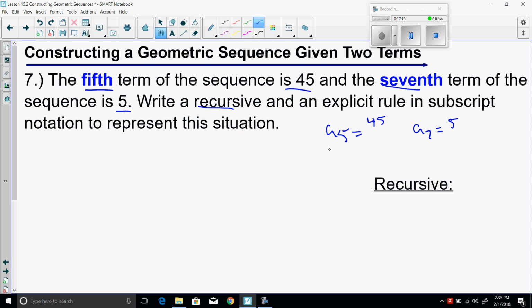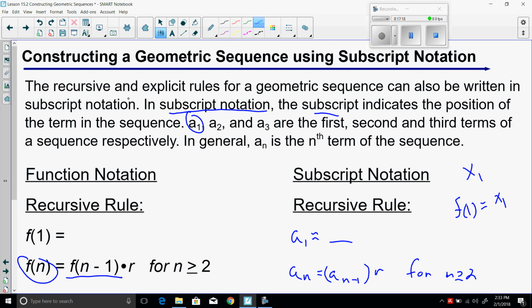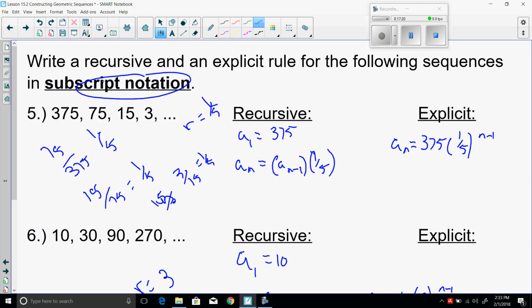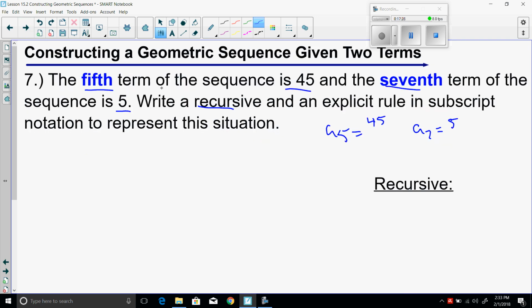Now, what are we missing? Previously, what did we do? I had all of these numbers in order, so all I did was divide sequential numbers to figure out the common ratio. But now I'm skipping numbers. I have the fifth and the seventh term. I don't know what the sixth term is. It's a big question mark. I don't know what it is.